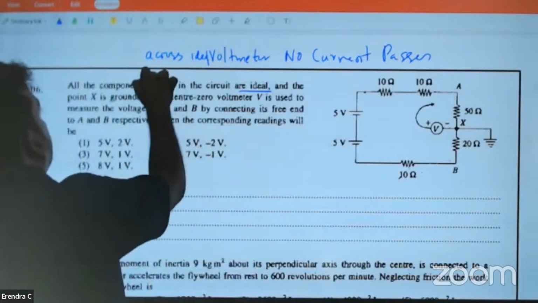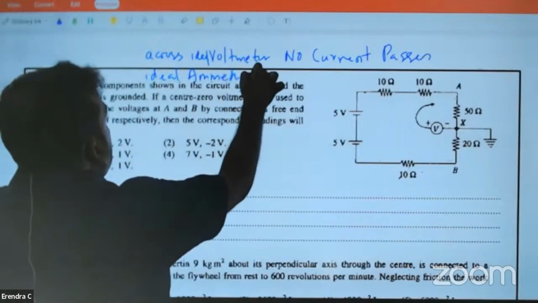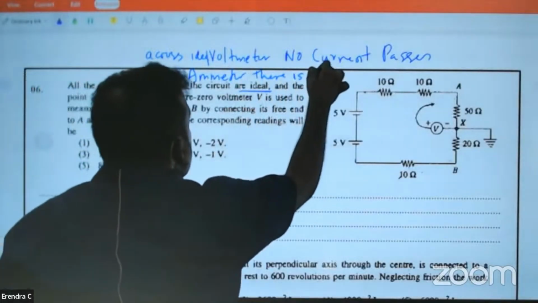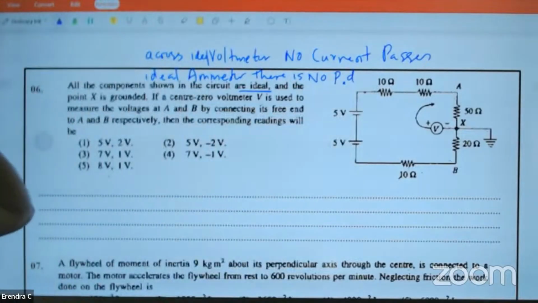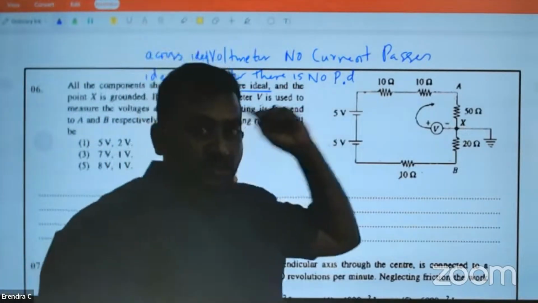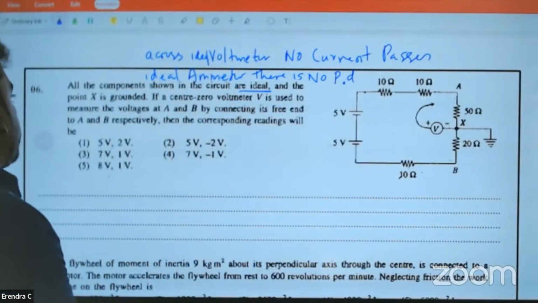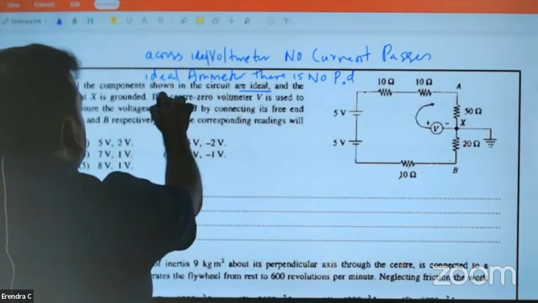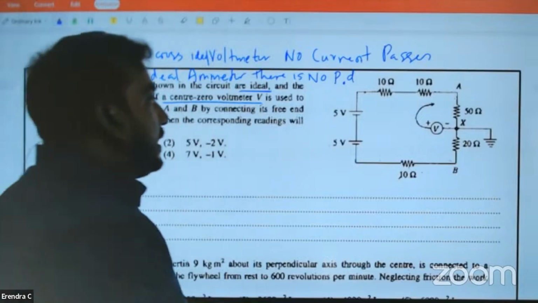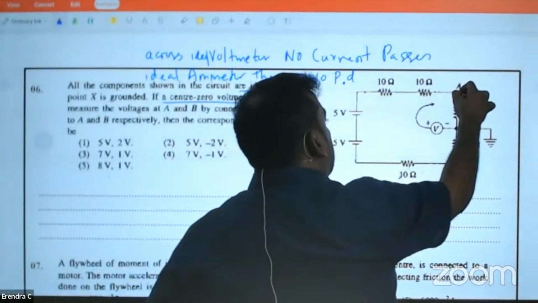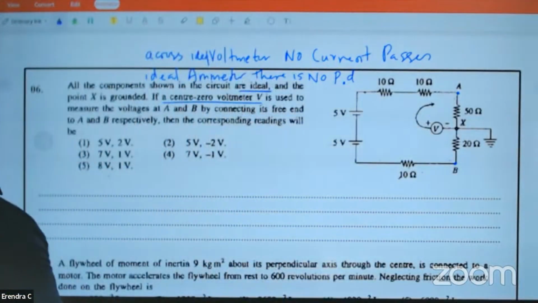Then an ideal ammeter has no potential difference, no potential drop. Short form, I write PD. Okay, now look at this carefully. They are telling you a center zero voltmeter is used to measure the voltages at A and B. Where is A? A is here. B is here. Corresponding readings will be how much?